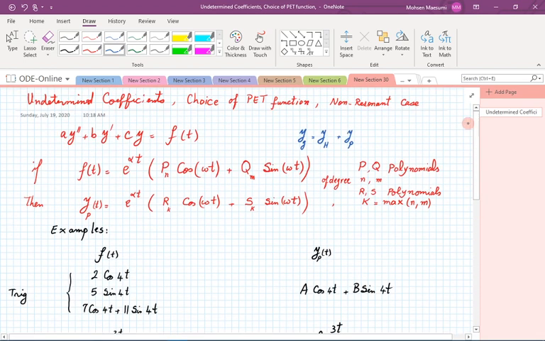So the idea was that if we have these pet functions, polynomials, exponential, and trig, then we start with the same type, except that the coefficients are not known to us. And we always complete and pad our trial function by having both sine and cosine and considering a full degree polynomial. That's how we get it started.